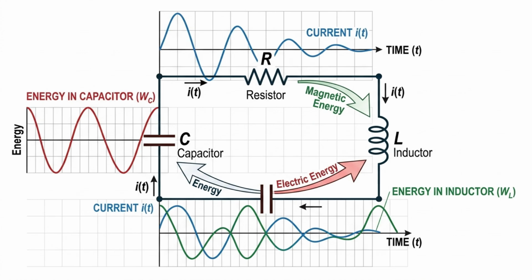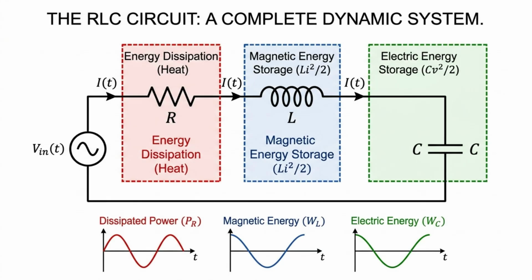Real circuits rarely contain only resistance, only capacitance, or only inductance. When all three components are combined, the system begins to show much more complex dynamic behavior. In this lesson, we will learn about RLC circuits and how they form the foundation of resonance and frequency selective systems in engineering.